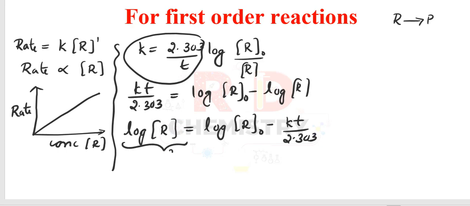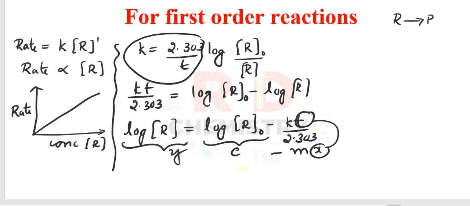So let this be along the y-axis. This is a constant, the intercept C. The variable t is the time. So I'll write minus m and x. This x is equal to t, and the rest, k divided by 2.303, would be the slope.